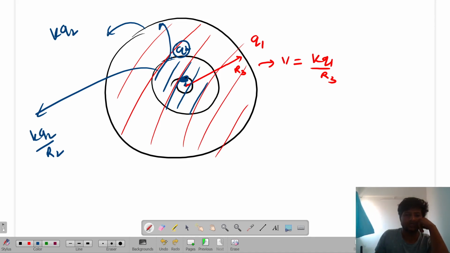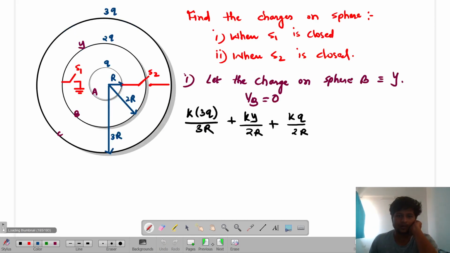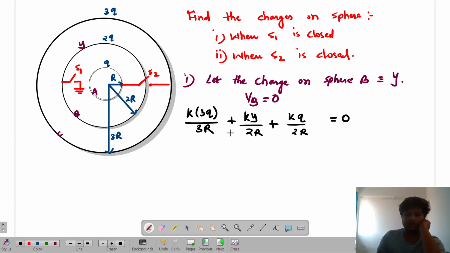Okay, so there are two ways. When you are going from the outer charge towards the inner region, you will consider the radius of that charge from the center. But when I am going from the inner one to the outer one, I'll consider that this charge is located at the center and use the distance to where I'm trying to find the potential. Are you able to get me? So this is equal to how much? Zero.